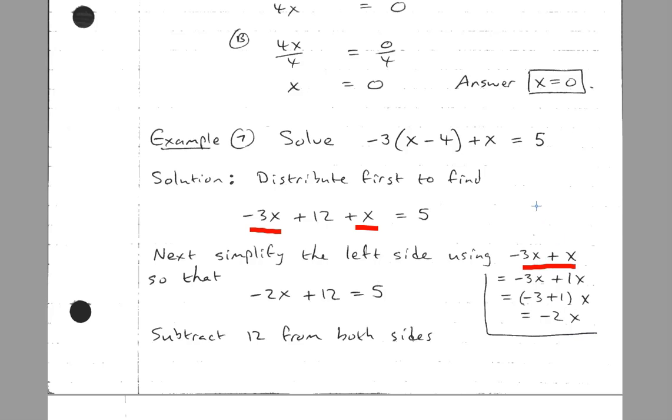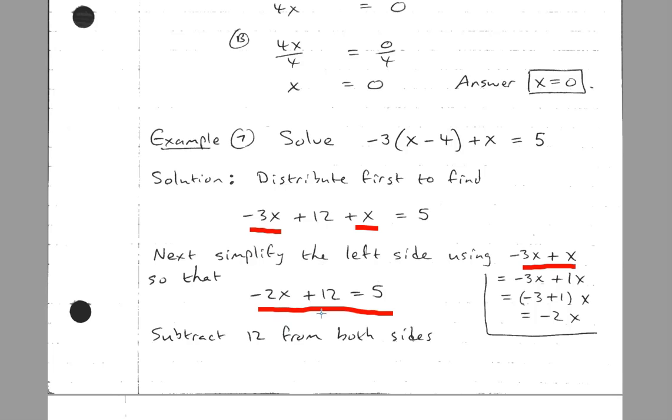Okay, so 4x plus 7x equals 11x. So just add the coefficients, add the numbers multiplying the x. Negative 3 plus 1 is negative 2, so negative 2x. All right, so after distributing and combining like terms, we get down to the standard form.